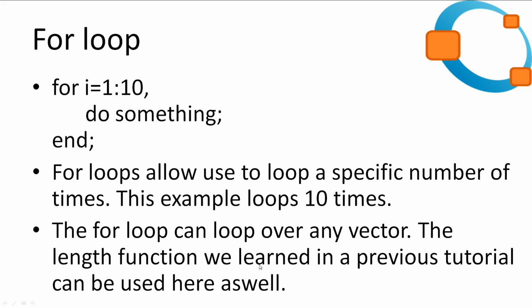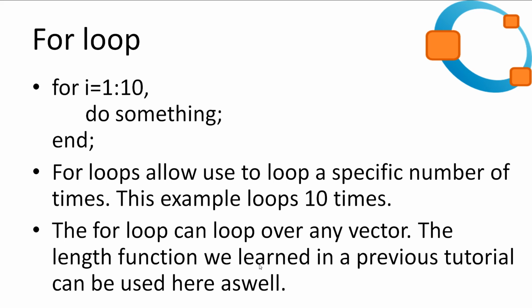Okay, now we can move onto repetition statements. First, we will start with the for loop. The for loop will repeat a block of code a specific number of times. For loops are great when you know exactly how many times you need to repeat something. In Octave, the for loop can loop over any vector. This example shows the syntax of a for loop in Octave that iterates 10 times.